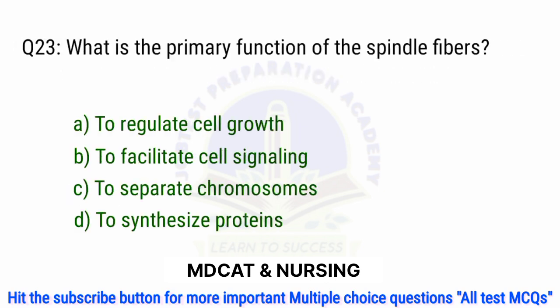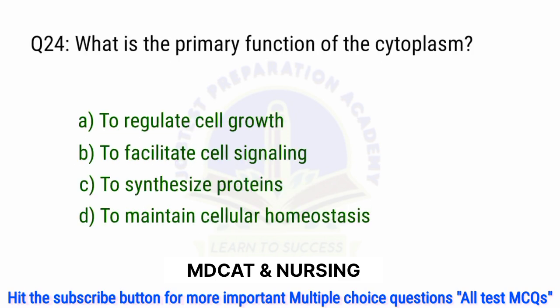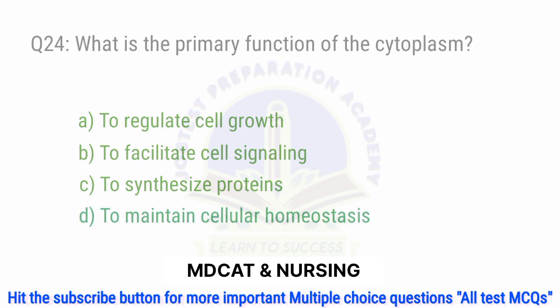Question number 23. What is the primary function of the spindle fibers? The right answer is option C, to separate chromosomes. Question number 24. What is the primary function of the cytoplasm? The right answer is option D, to maintain cellular homeostasis.